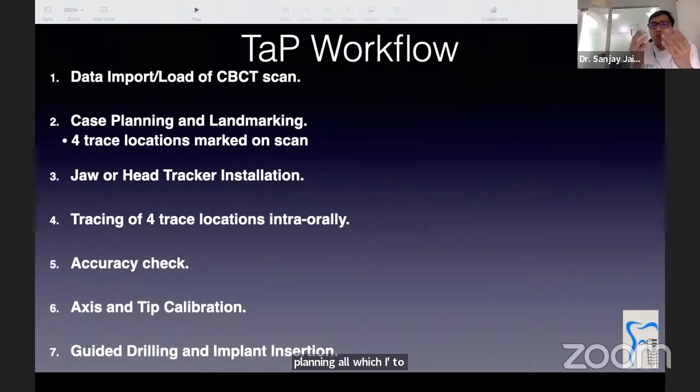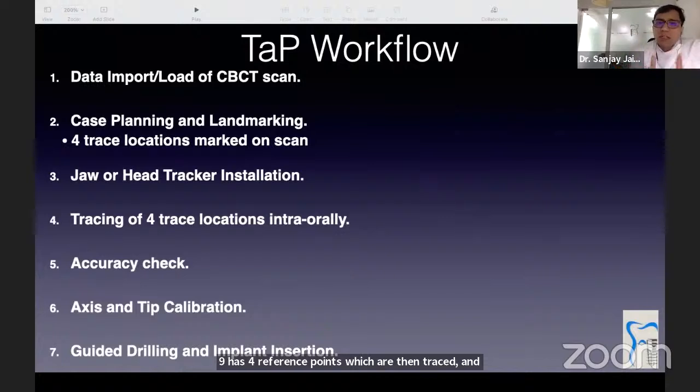So you select 4 anatomical areas of the jaw that you're working on. If I'm working in the maxillary arch and I have to place an implant in the upper right first molar, then I'll select the upper second molar, the canine, the lateral incisor, and the other side canine as 4 reference points, which are then traced and become fixed reference points.